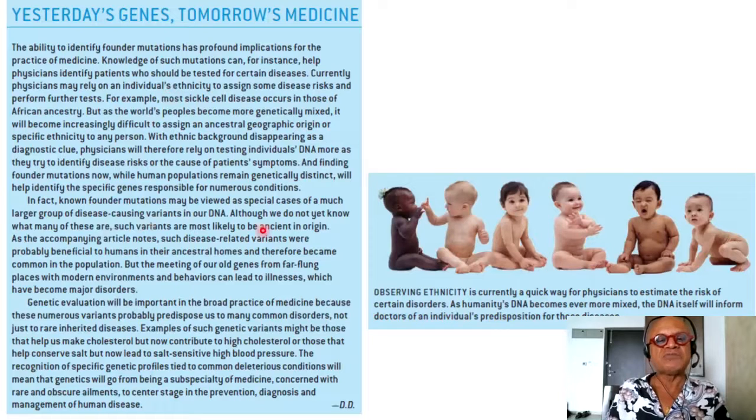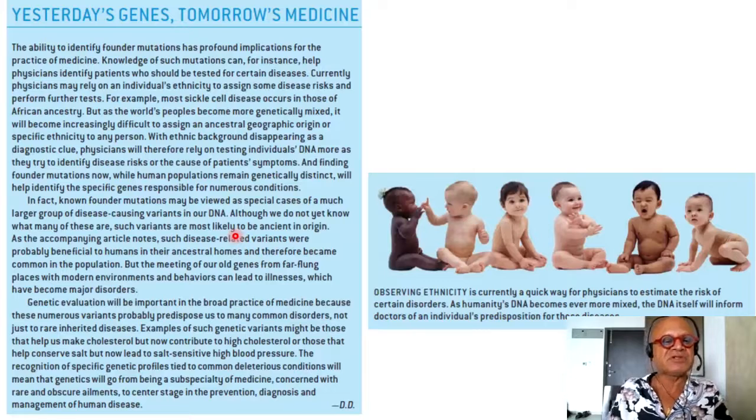So founder mutations may be viewed as special cases of a much larger group of disease-causing variants of our DNA. So what may have started as DNA that may be beneficial, like a mutation in hemoglobin that gave you immunity to malaria, may end up making you sick when you get two copies, or something like lower melanin in your skin when you are at high latitudes, and then you migrate to Australia, that may begin to give you skin cancer and so on.